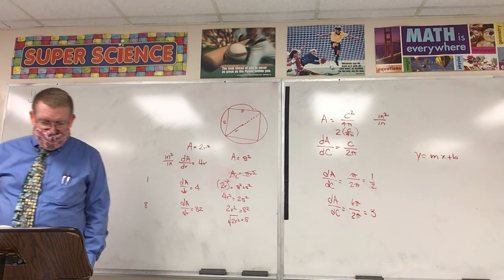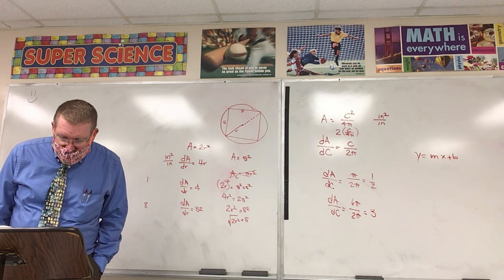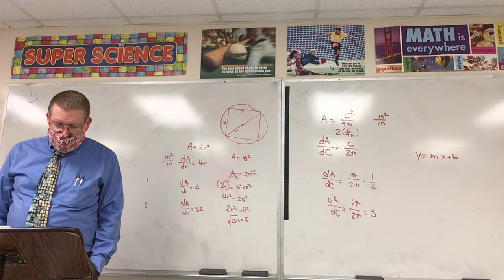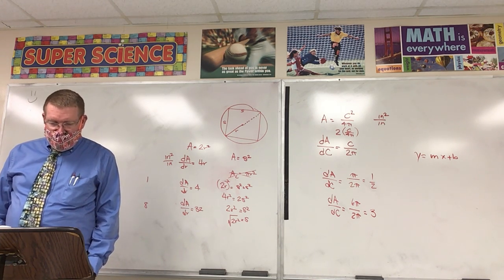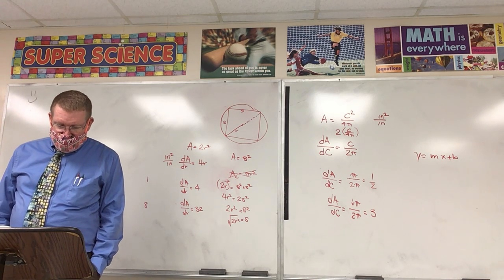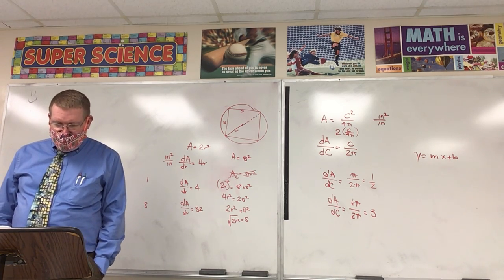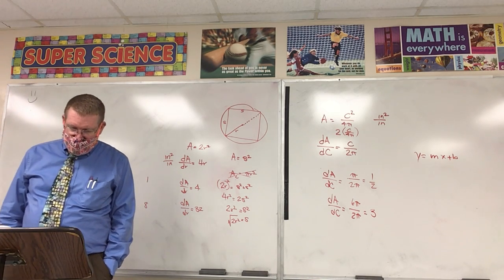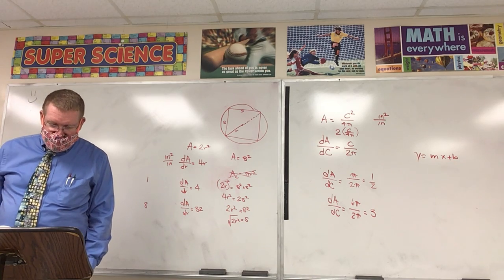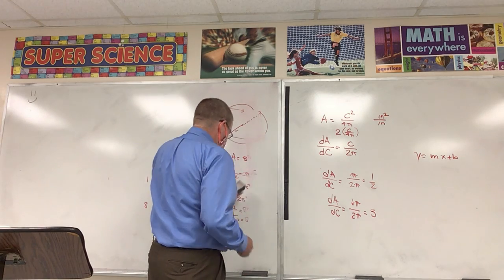Here it says, when is P moving to the left? From 2 to 3 and from 5 to 6. When is it moving to the right? From 0 to 1, and that's it. When is it standing still? From 1 to 2 and at 5. Graph the particle's velocity and speed. So let's do that.